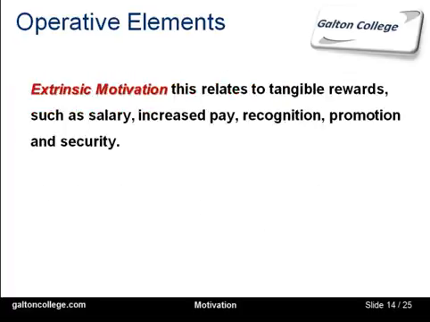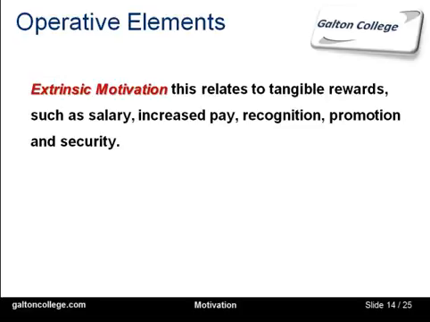Extrinsic motivation relates to tangible rewards, salary, increased pay, recognition, promotion, security. It's extrinsic. It can be seen, it can be written down, it can be looked at. Intrinsic, it's felt on the inside. It's what people experience from enjoying their work. Extrinsic is, if you like, the outer manifestation of the appreciation, the higher salary or recognition, the promotion, the status, the power, the symbolism associated with the higher status. So that's extrinsic motivation.